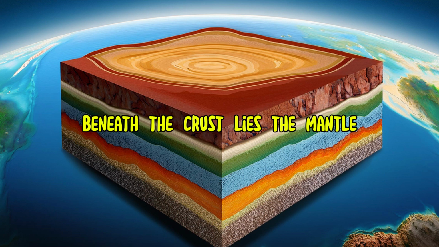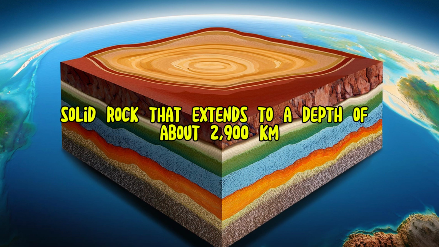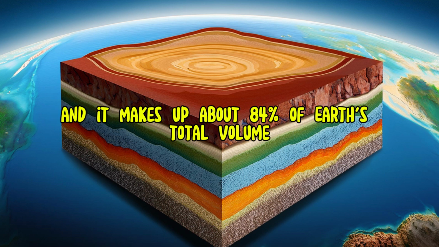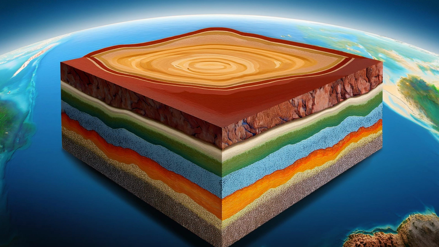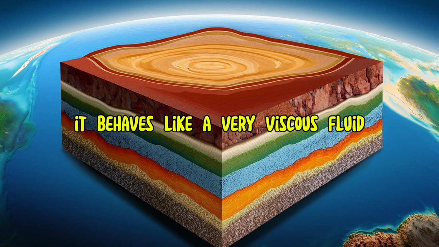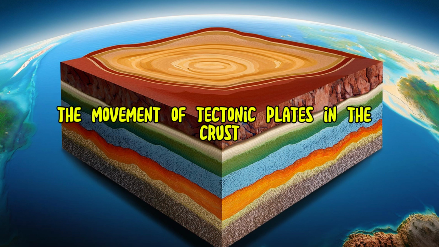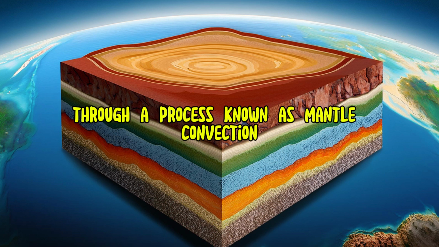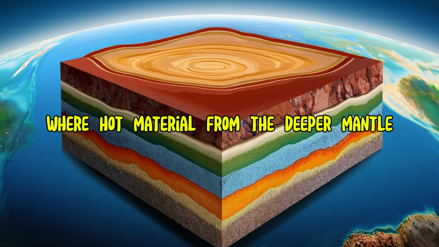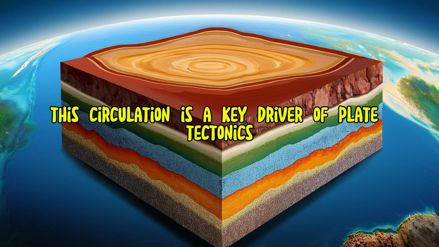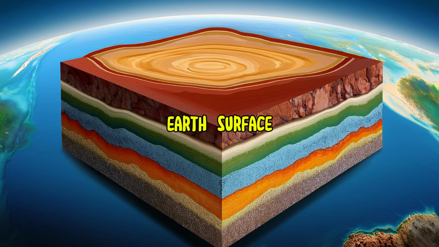Beneath the crust lies the mantle, a thick layer of hot, solid rock that extends to a depth of about 2,900 kilometers. The mantle is composed mainly of silicate minerals rich in iron and magnesium, and it makes up about 84% of Earth's total volume. Although the mantle is solid, it behaves like a very viscous fluid over long periods of time, allowing it to flow slowly. This flow drives the movement of tectonic plates in the crust through a process known as mantle convection, where hot material from the deeper mantle rises towards the surface, cools, and then sinks back down. This circulation is a key driver of plate tectonics and is responsible for the constant reshaping of Earth's surface.